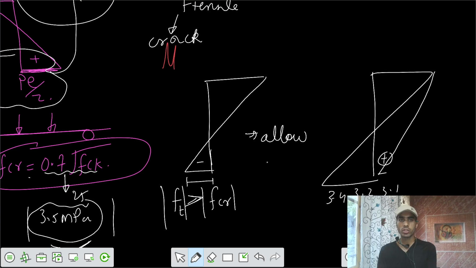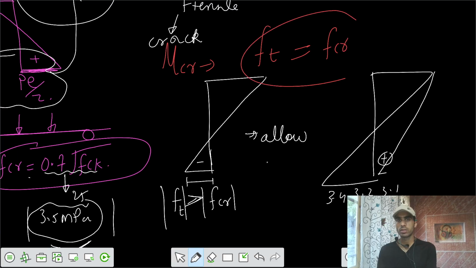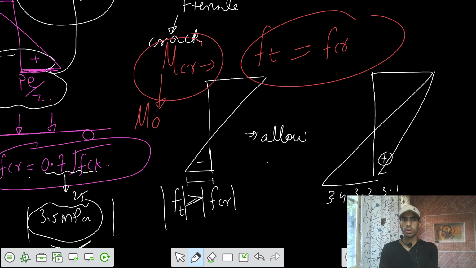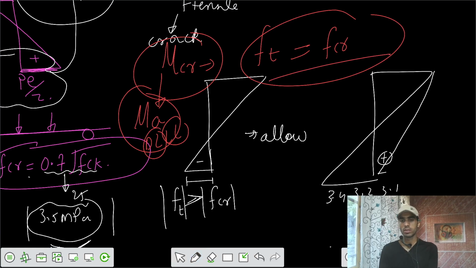Some critical moment should be there, such that your tensile stress is equal to the flexural strength of the concrete. That means at that critical location, cracking of the concrete is going to start. So that cracking moment we can call MCR. This is the moment because of all the loads, the dead load and live load. I have to apply that particular value of moment that would cause cracking of the concrete. So that we call the cracking moment.